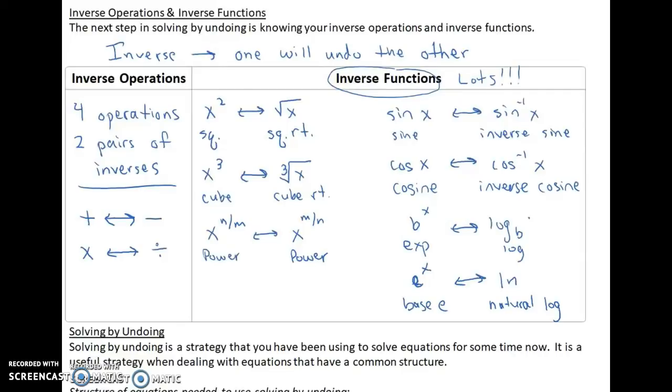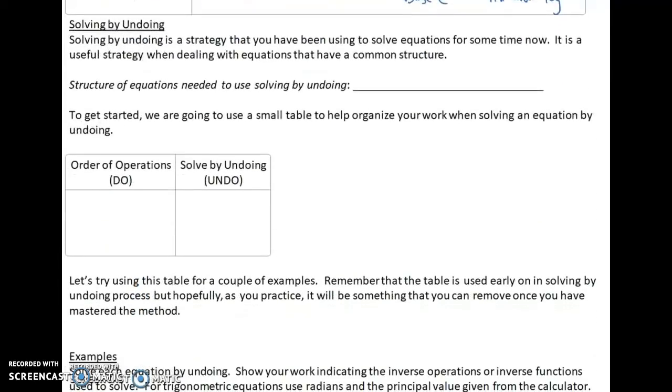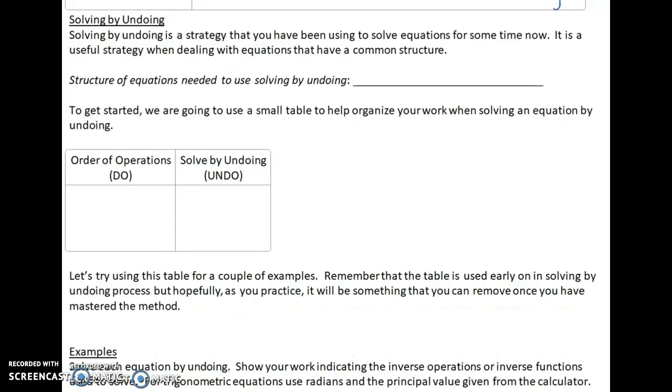But for today's purposes, in terms of these first two videos that you have here, we're really going to stick with a lot of the squares, square roots, cubes, cube roots, and your four operations. So we'll deal with trig functions, exponents, and logs later. All right, so getting into the solving by undoing.